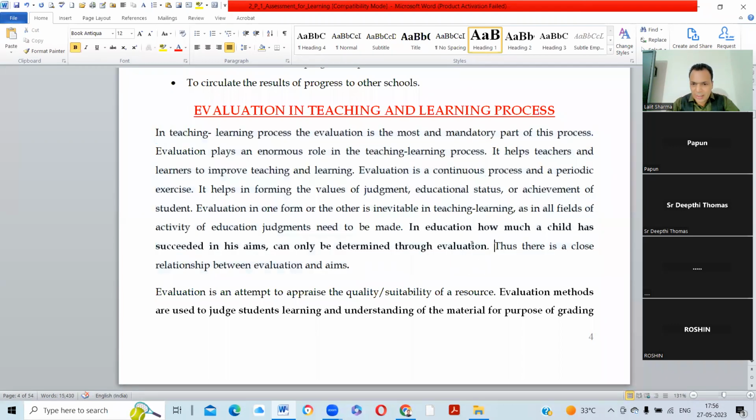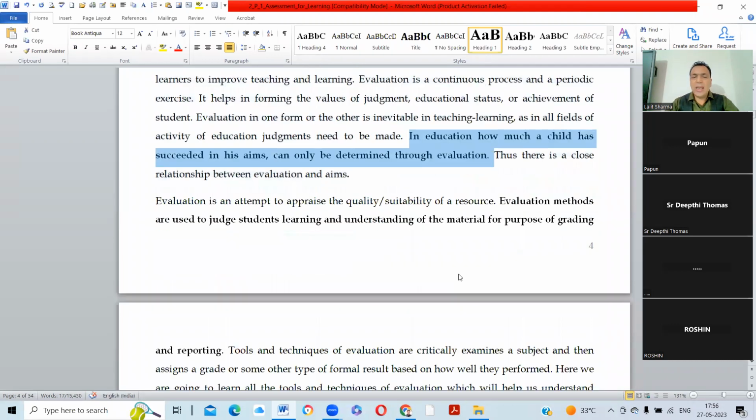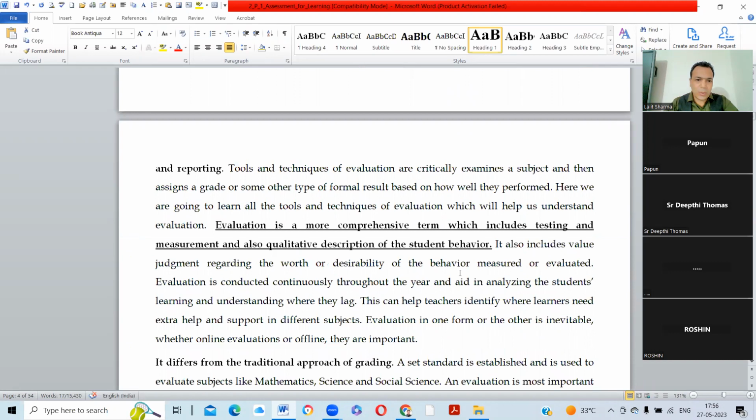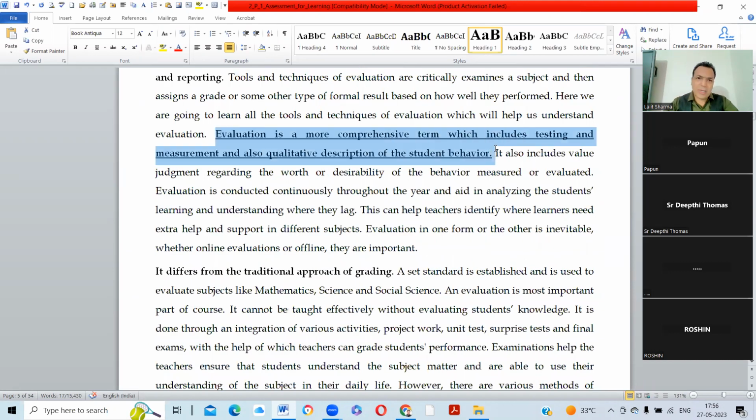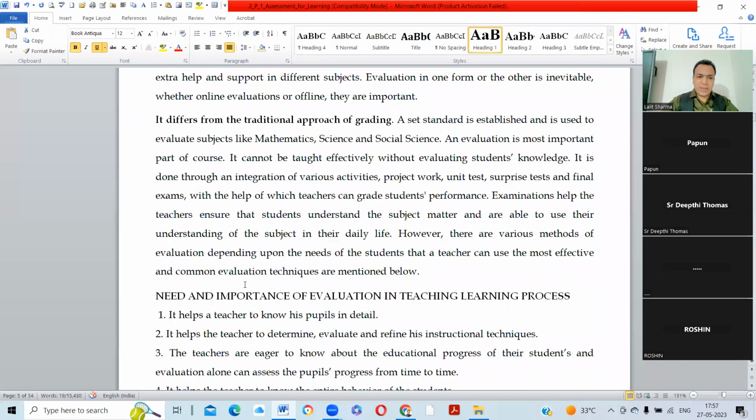Okay, this thing I have bolded. This is important. In education, how much a child has succeeded in his aims can only be determined through evaluation. This is important. You have to talk about it being more comprehensive, which includes testing and measurement, meaning whatever tests you take, weekly tests, tests after a month. Ultimately, everything is contained in evaluation, because it is a comprehensive term which includes testing, measuring, and also qualitative description of the student's behavior.